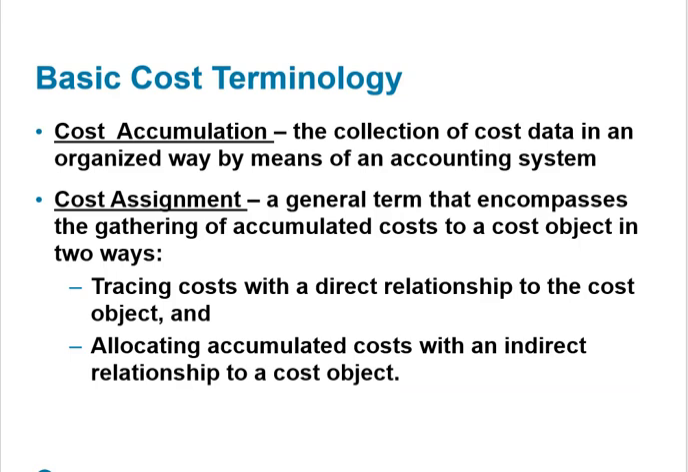And here we've got some additional terminology. A cost accumulation is a collection of cost data in an organized way by means of an accounting system. Cost assignment, a general term that encompasses the gathering of accumulated costs to a cost object in two ways. You either trace the cost with a direct relationship to the cost object or allocate accumulated costs with an indirect relationship to an object. Okay, so cost assignment involves tracing direct costs and indirect costs.